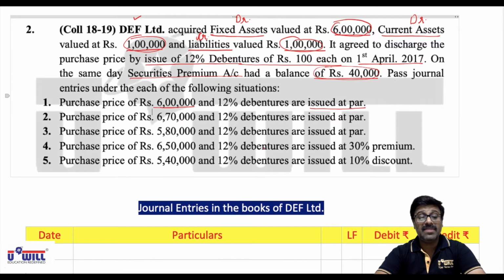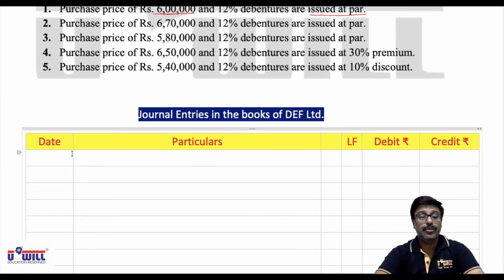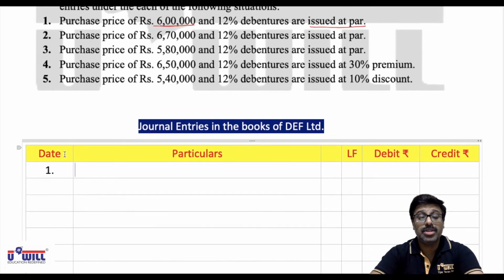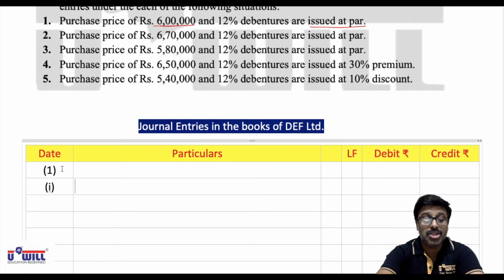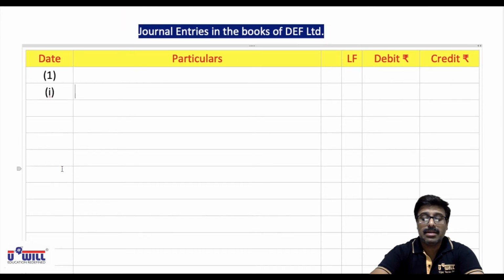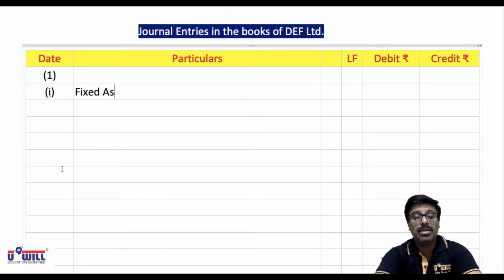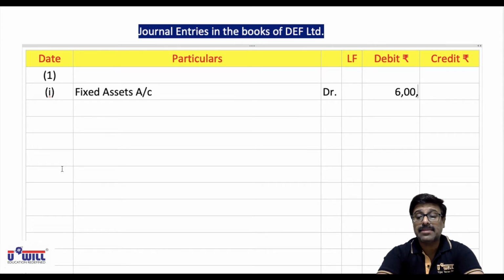I hope you all are done with the formats. Now be attentive. First situation, purchase price of 6 lakhs and 12% debentures are issued at par. So first we take up situation 1. Now in that, first entry would be for purchase of assets and liabilities. So what entry we will pass? Fixed assets become our assets, debit all. In fact, debit what comes in, or you can say assets have debit balance. So fixed assets account will debit with 6 lakhs.